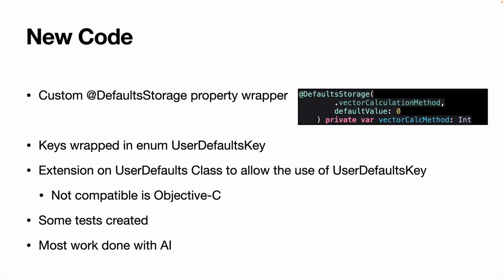There's also an extension UserDefaults class to allow the use of the UserDefaults key. So I can use the same keys in SwiftUI, UIKit, and Swift in general. But I don't believe it's compatible with Objective-C. So as we move to Swift, we're going to be expanding the use of this particular type. There are some tests that have been created. I'm not sure if the coverage is complete yet. But right now, some tests are better than none, is what we had. And again, most of this work has been done using SwiftUI.